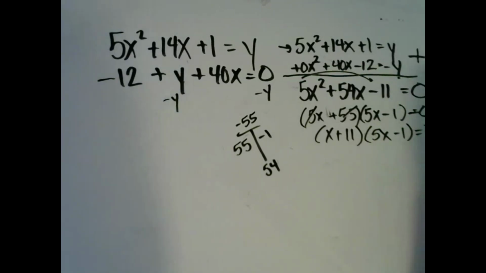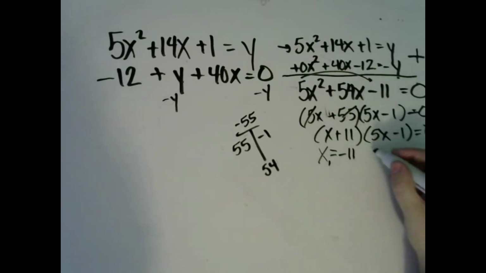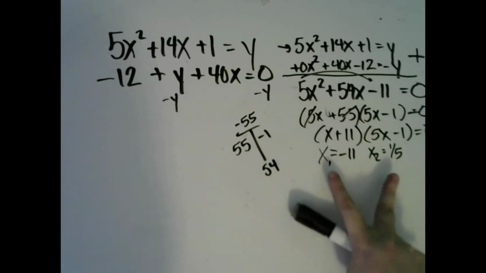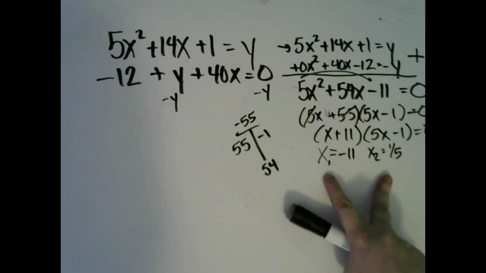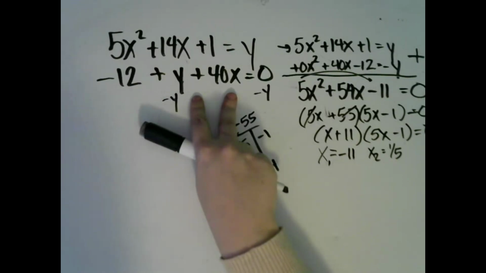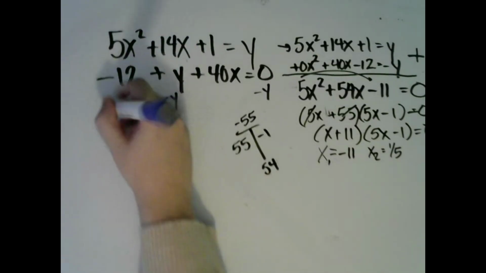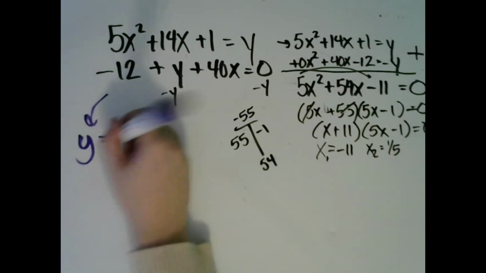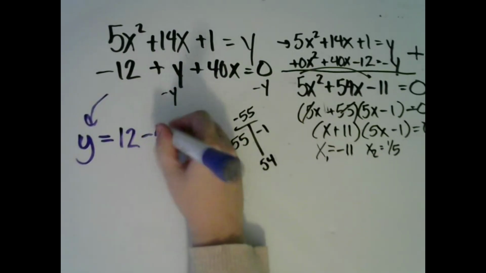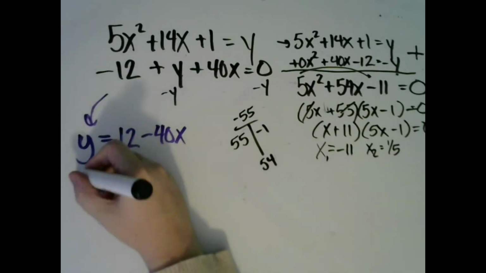My two solutions to this system of equations are x1 equals negative 11 and x2 equals positive 1/5. Plugging these back in, it looks like the second equation would be easier to solve for y. So I'm going to rewrite the second equation as y equals 12 minus 40x, and then I'm going to plug in my x's to this version.